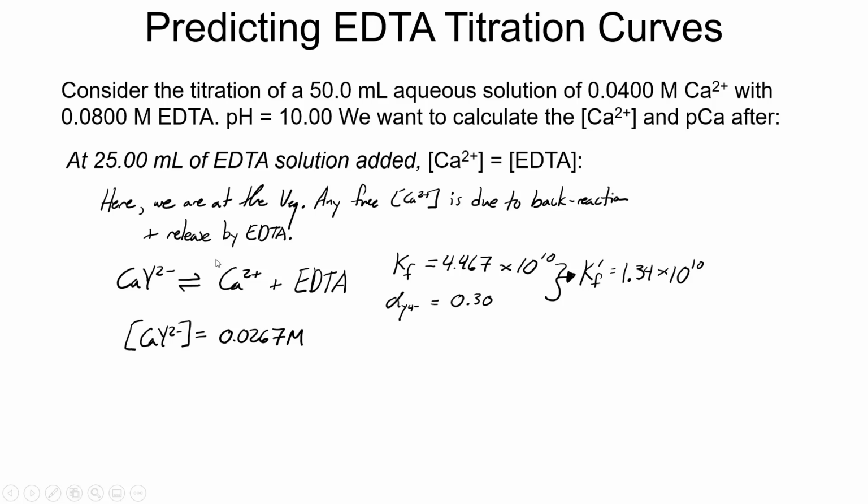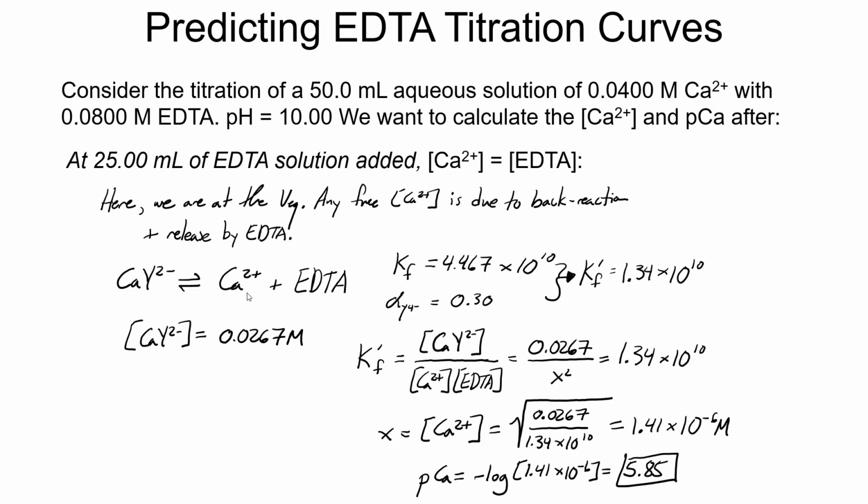So to figure out how many moles of calcium are released from the CaY2- complex, and hence the concentration of free calcium, we have to turn to the conditional formation constant, which says that the concentration of CaY2- at equilibrium divided by the concentration of Ca2+ times the EDTA concentration is equal to 1.34 times 10 to the 10th.